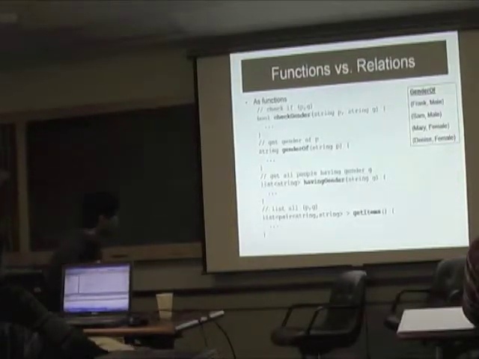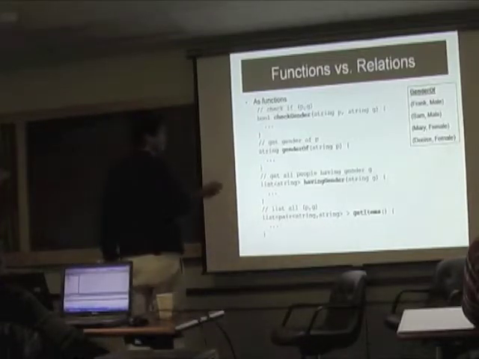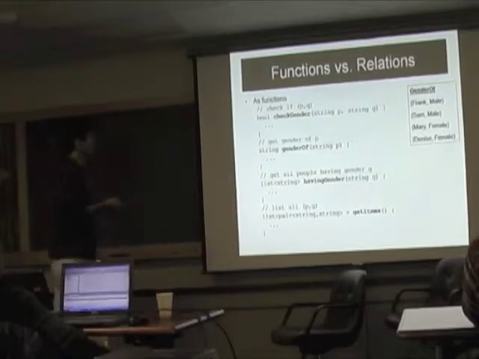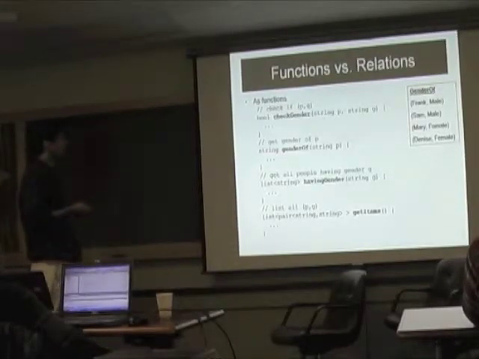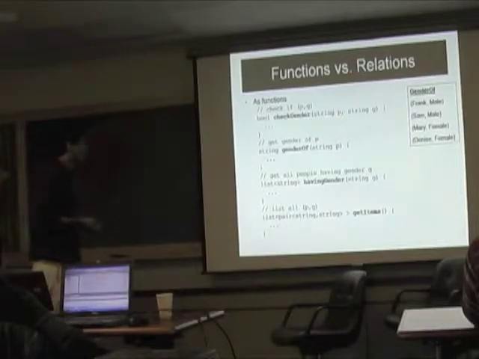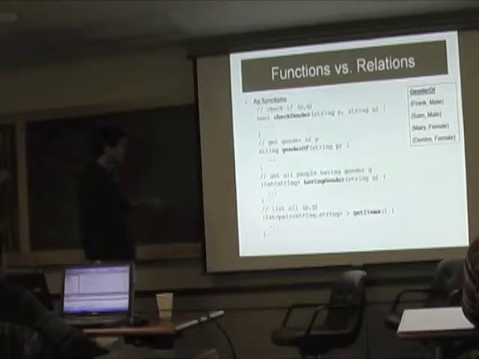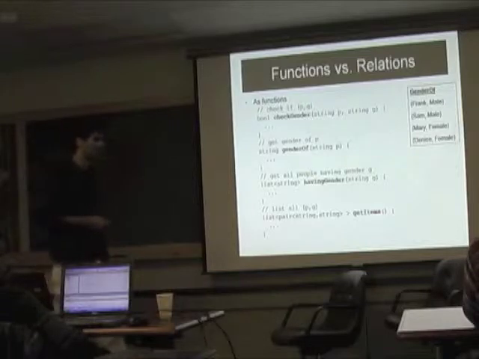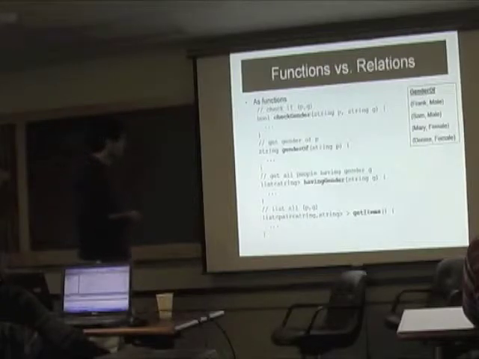So let's take a look at how you would implement this using functions. Here you have this relation. You have a simple function, check gender, given a person P and G. It tells me whether it's in that relation. Given a person P, it returns the gender of that person. And given a gender G, it gives me all the people who have that gender. So these are primitive functions around that one relation. And this one enumerates everything in this relation. It's basically saying give me all the P's and G's there. It's like select star from.